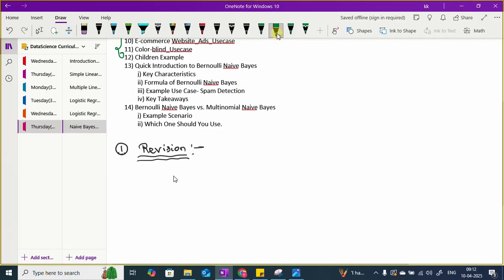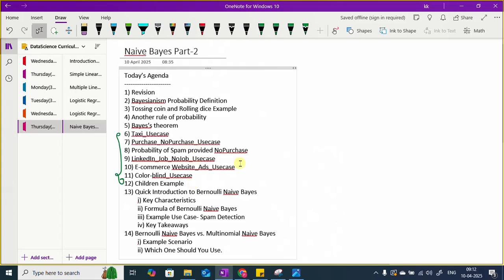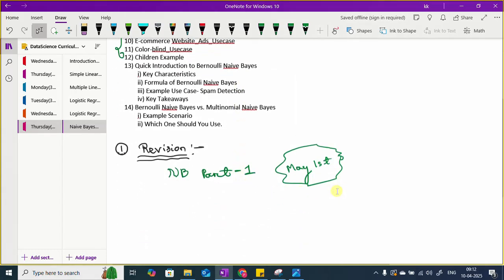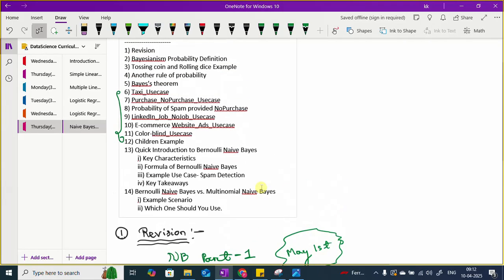As I told you, let me write Naive Bayes, let's say part 1. If May 1st is not a holiday, then definitely we'll cover it on May 1st, because I'm also going to cover similar stuff in today's class. Even though it is a holiday, there is nothing to worry about, because anyhow you have some idea about what Naive Bayes is, as the other faculty started it in the last classes. Today I'm going to go a little bit in depth by solving different types of problem statements or use cases.